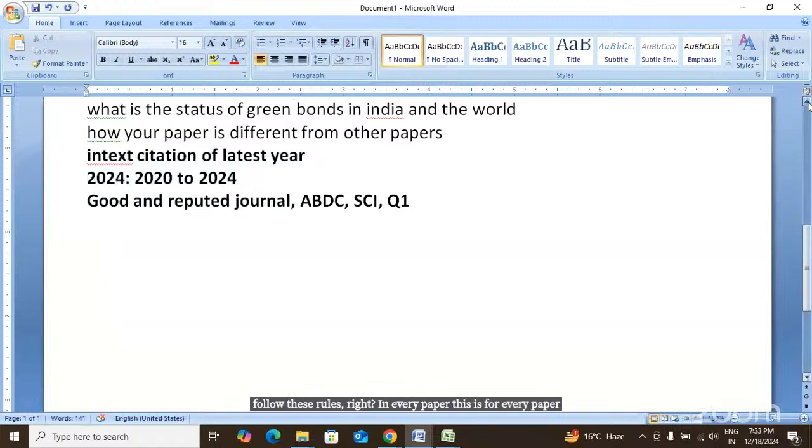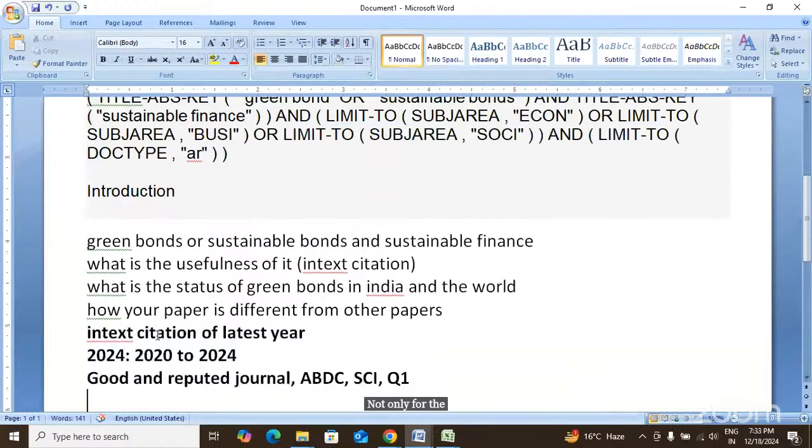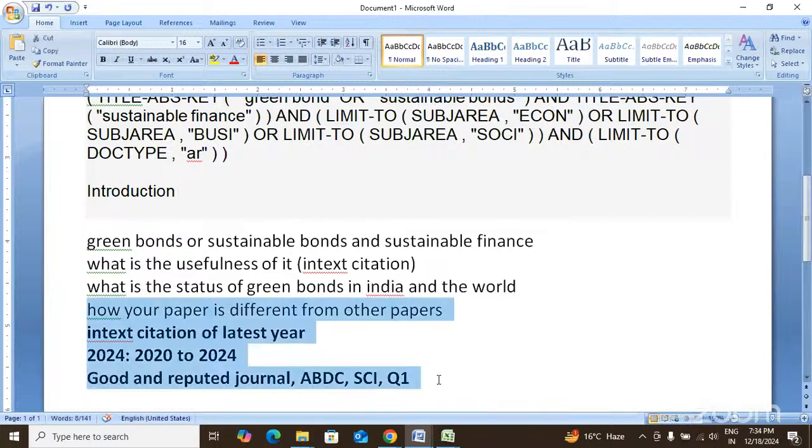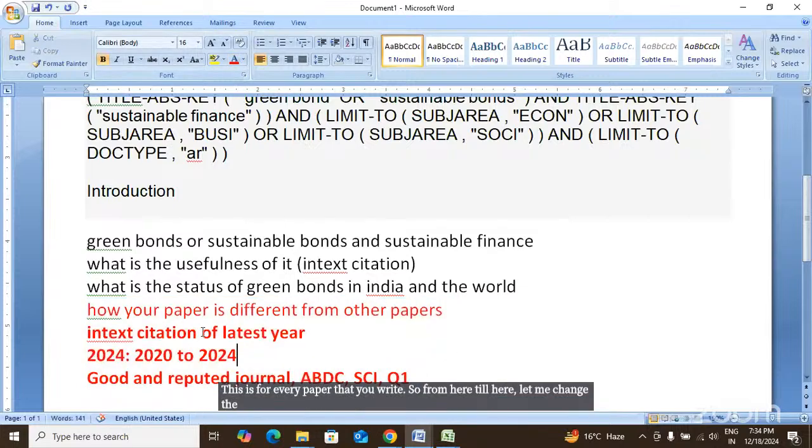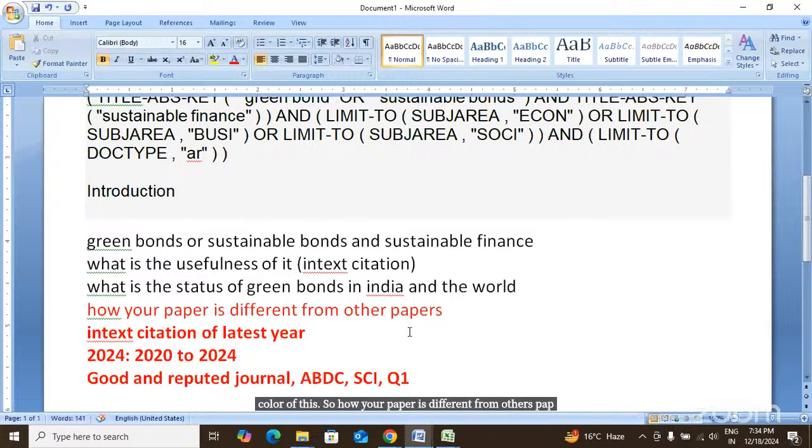Please remember, not only for the SLR, but this is for every paper that you write. So from here till here, let me change the color of this. How your paper is different from other papers is important in a normal paper as well. And in-text citations of latest years most of the time, and the journals cited should be good and reputed journals. The next important aspect that comes over here is the objective of the study.